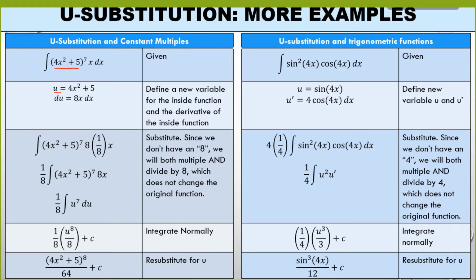When I derive 4x squared plus 5, I get 8x dx. The problem is, I don't have an 8 here. So what I'm going to do is multiply by 8 and divide by 8 at the same time.